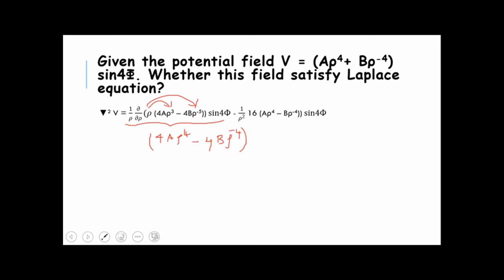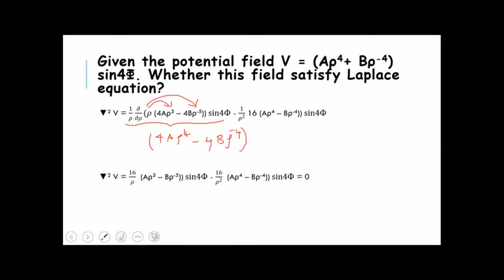So I get 16. Once I partially differentiate this, 16A rho power 4 minus 1, that is cube, 16A rho cube, and minus 4 times minus 4, so plus 16B rho power minus 4 minus 1, that is minus 5. So I get this. Clear?